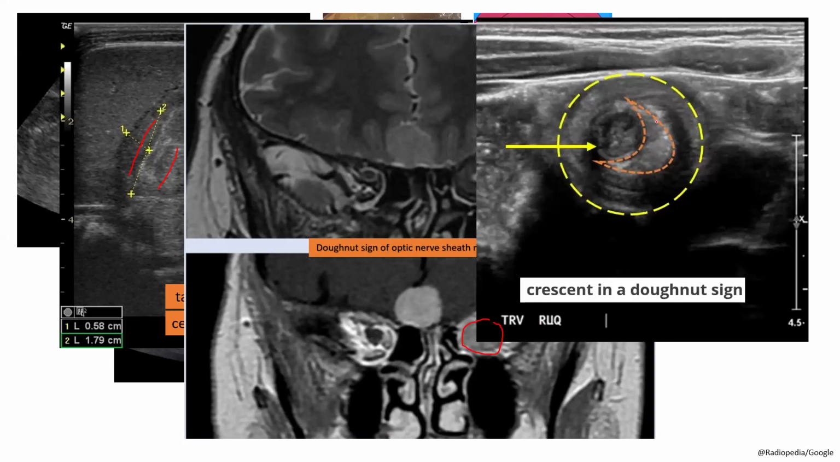When the mesentery is pulled along with the intussusception, this gives an appearance of a crescent. So this is the crescent in a donut sign.